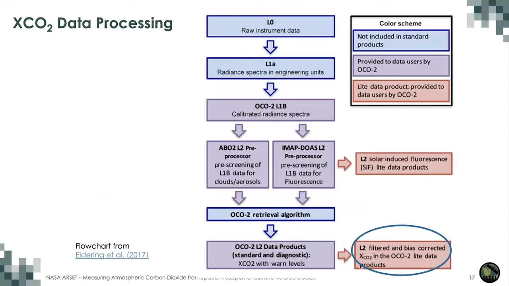So the figures that we saw on the previous slide were these level 1B calibrated radiance spectra. We do some pre-screening, which we'll talk about a little more. We do a retrieval on the radiances to get to a level 2 XCO2 product. And then we do some further filtering and bias correcting, which again we'll talk about a little more later, to produce this Lite data product, which is what we recommend for most users.